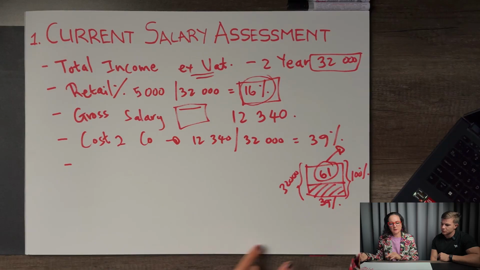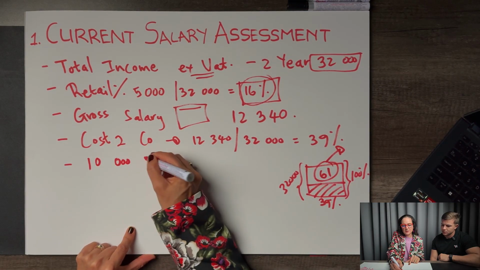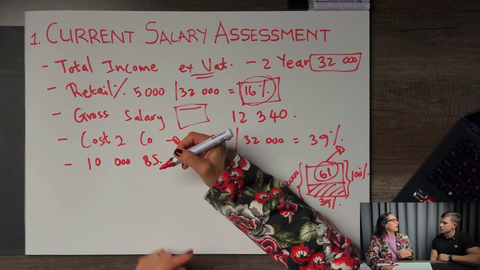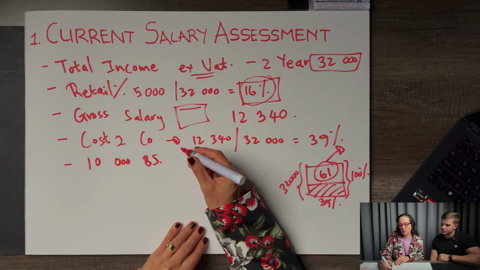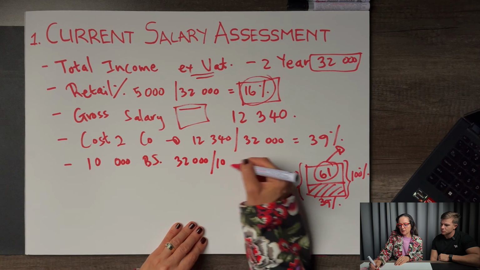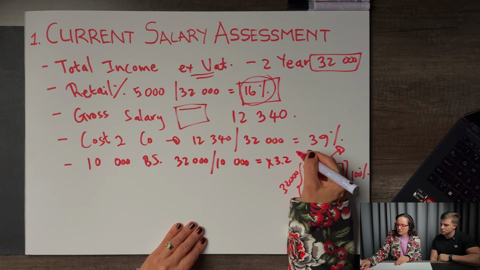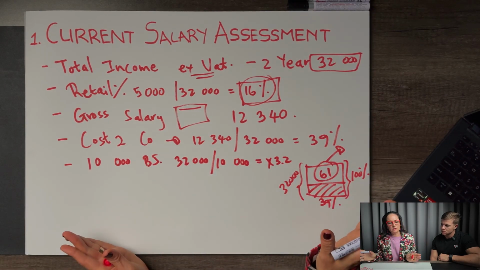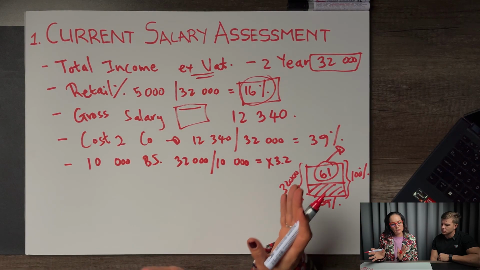Yes. Perfect. Okay. The last thing we're going to measure is, and in this example I'm going to work with a basic salary of 10,000 Rand, we need to work out how many times her basic salary she brings in for the business. So we're going to say 32,000 Rand is what she brought in, divided by her basic salary. So she brings in 3.2 times her basic salary for the business. So this is our start, where we are assessing the salary structure and the employee.